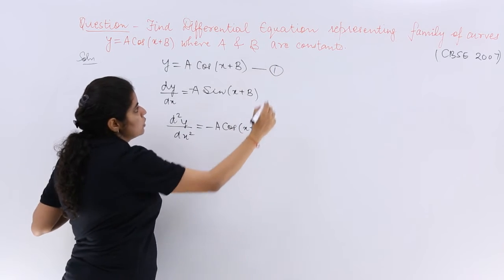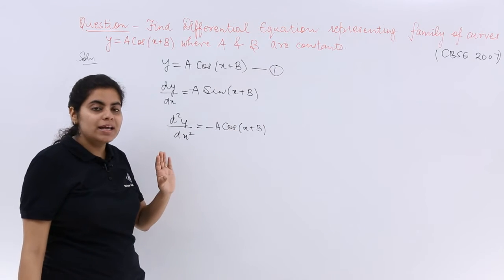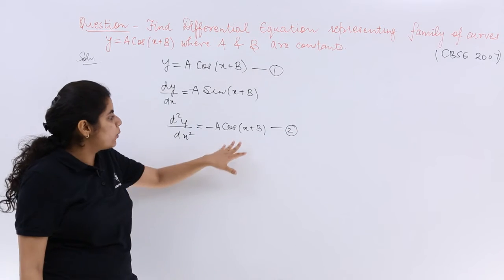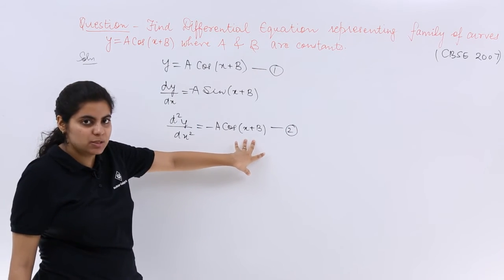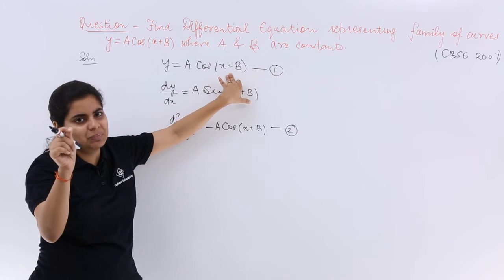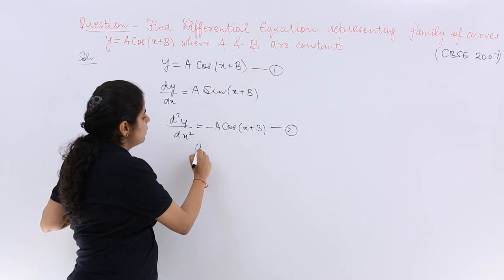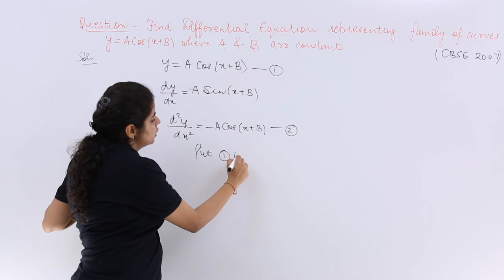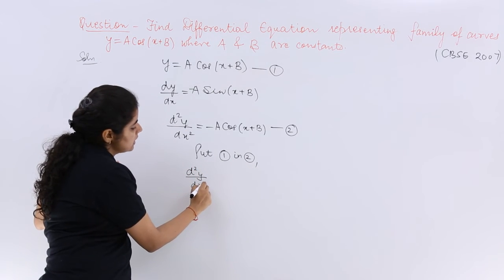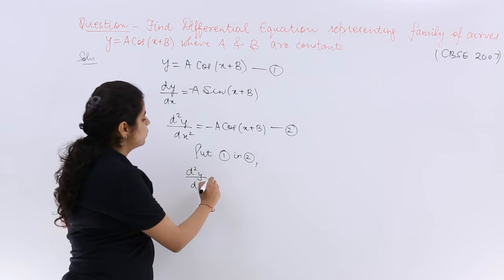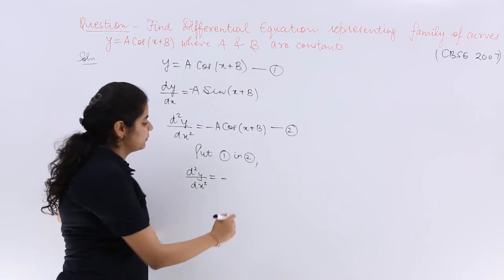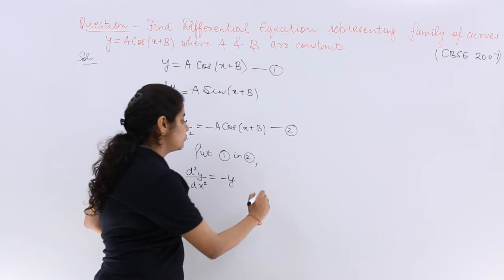Now, if the question is your equation number 1, what is equation number 2 with respect to 1? Equation number 2 has minus a cos x plus b. Here you had only a cos x plus b. Difference is only of minus sign. So, that means you can put 1 in 2. So, what do you get? d2y by dx square is as it is, which is equal to minus sign, and this a cos x plus b is y. So, what is your differential equation finally now?